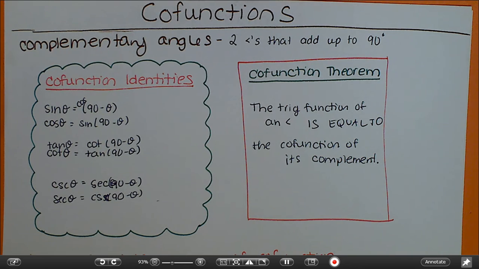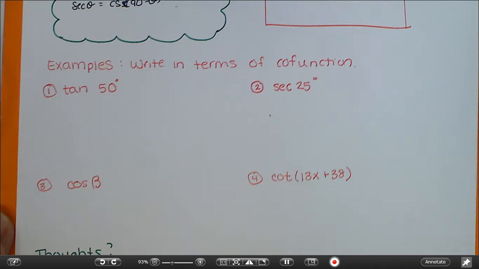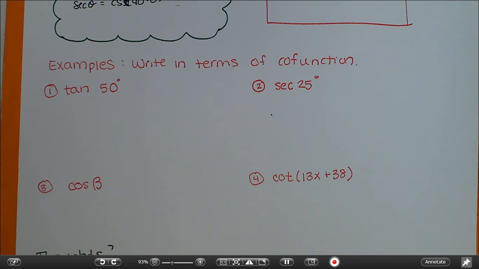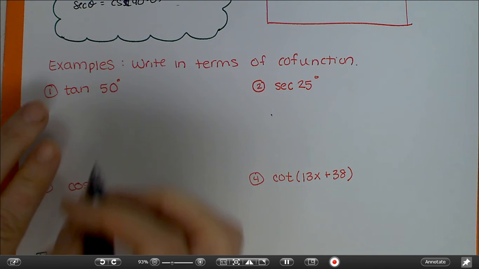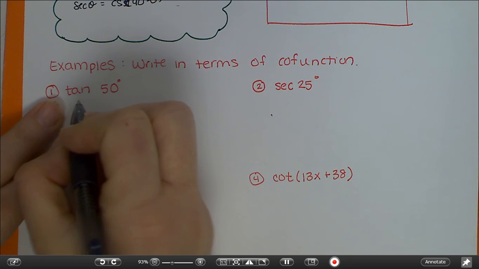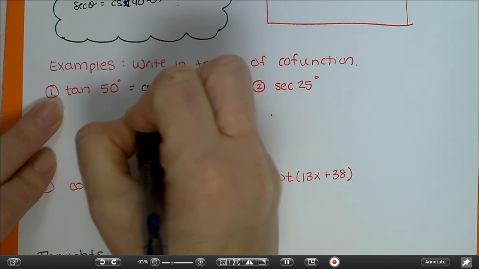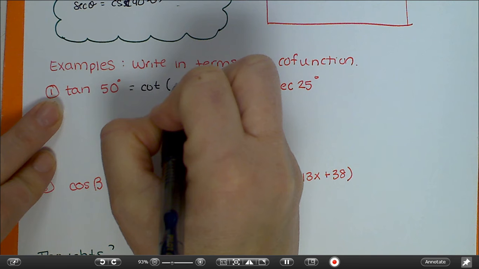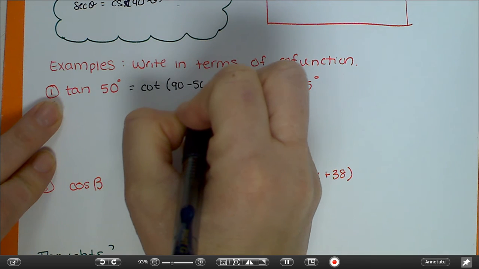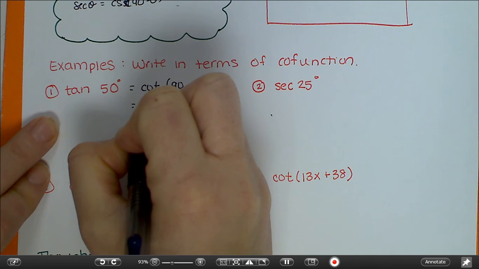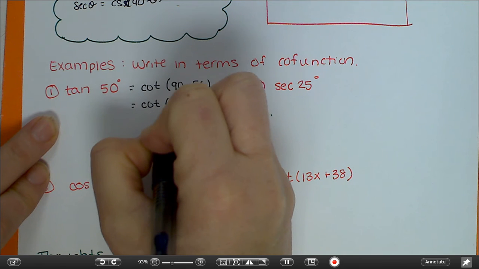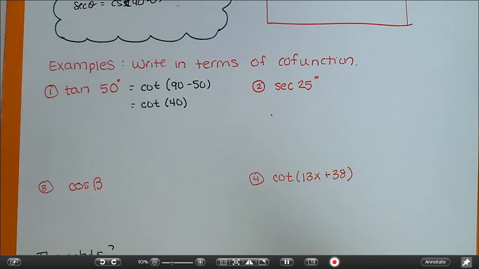So let's look at a few examples and some ways you might see things. If we want to write these in terms of a cofunction, all we have to do is remember what the cofunction is. The cofunction for tangent is cotangent. And then we need to subtract, 90 minus 50. So tangent of 50 would be equal to the cotangent of 40. And I can show you that that's true on Desmos.